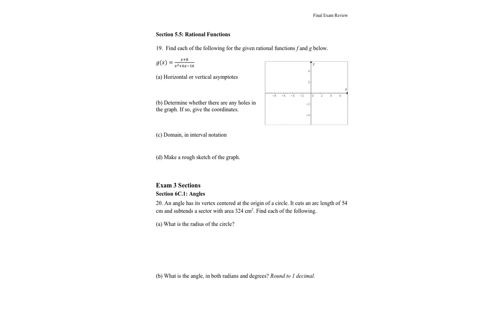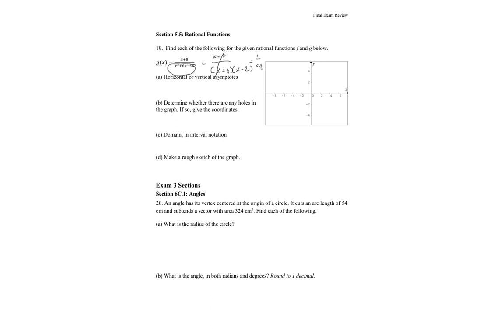All right, so for number 19, we have a function, and we have to find certain things for it. On part A, we have to find the horizontal and vertical asymptotes. First, let's try to simplify this function if we can, because we can see that this can be factored. We'll have x plus 8 at the top, and the bottom can be factored into x plus 8 times x minus 2, which will simplify our function, because those x plus 8's cancel, so we just have 1 over x minus 2.